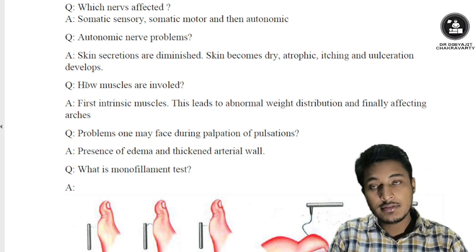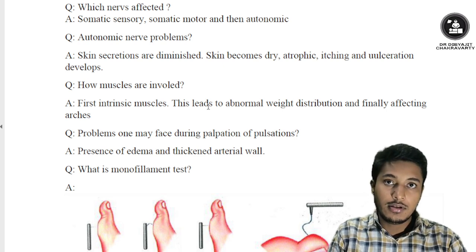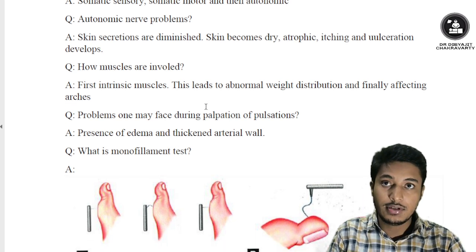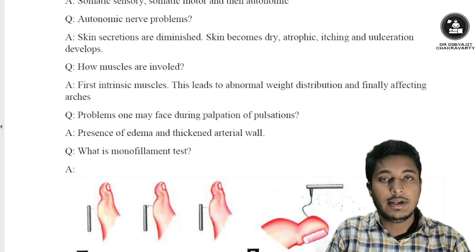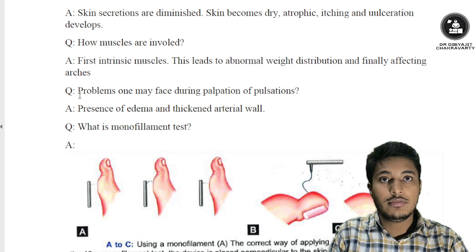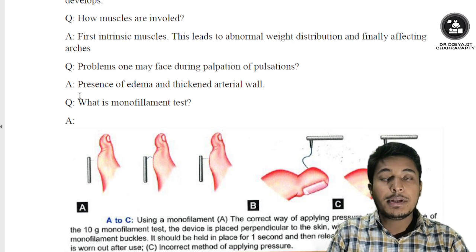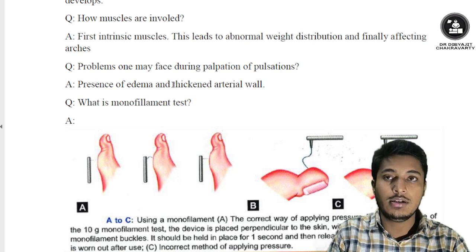So how are muscles involved? Firstly, the intrinsic muscles will be involved. This leads to abnormal weight distribution and finally affects the arches. And later on, it will also affect the other extrinsic muscles. What are the problems one may face during palpation of the pulsations? The pulsations may be difficult to feel due to the presence of edema as well as the thickened arterial wall.